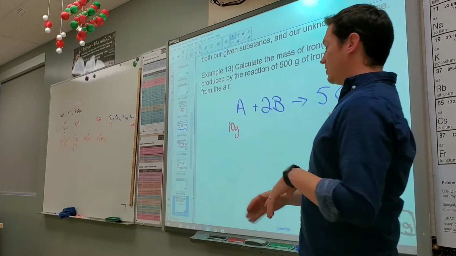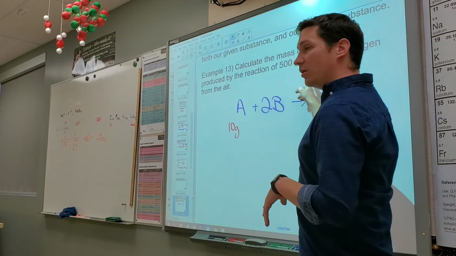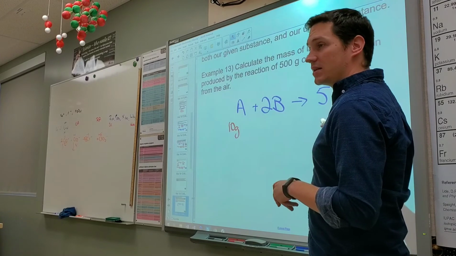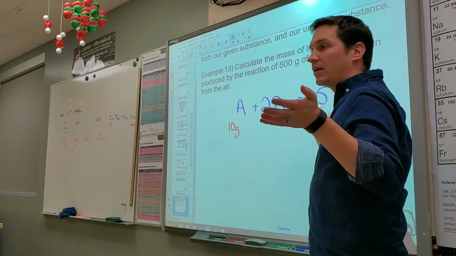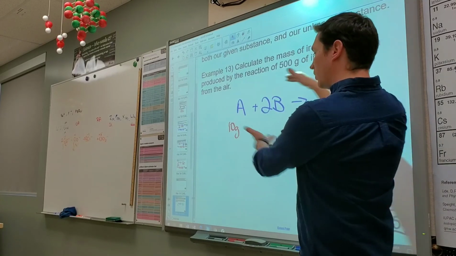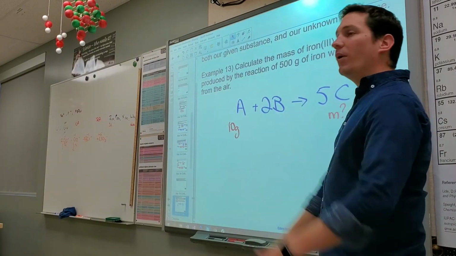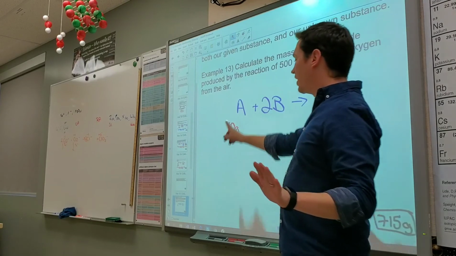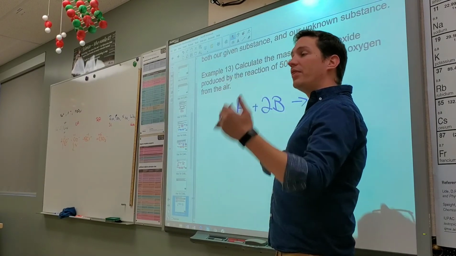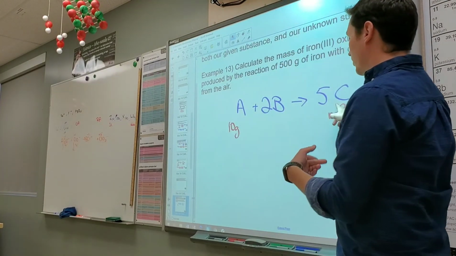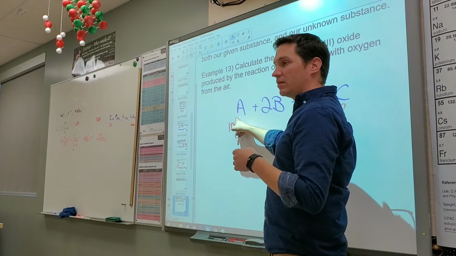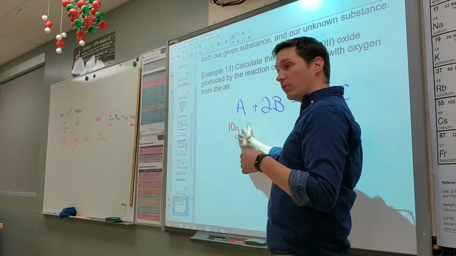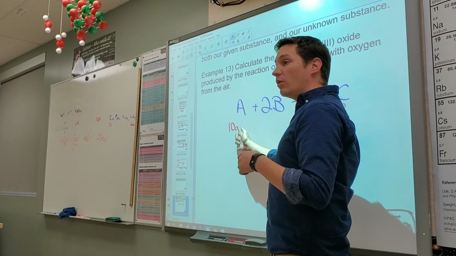Okay. So we've got the molar ratio between A and C. And what is it? It's either 1 to 5 or 5 to 1. Doesn't really matter, as long as we understand it's the unknown over the given. So if I had the number of moles of this, then I could convert into the number of moles of this. Do you have the number of moles of A? Does it give you the number of moles of A? No.